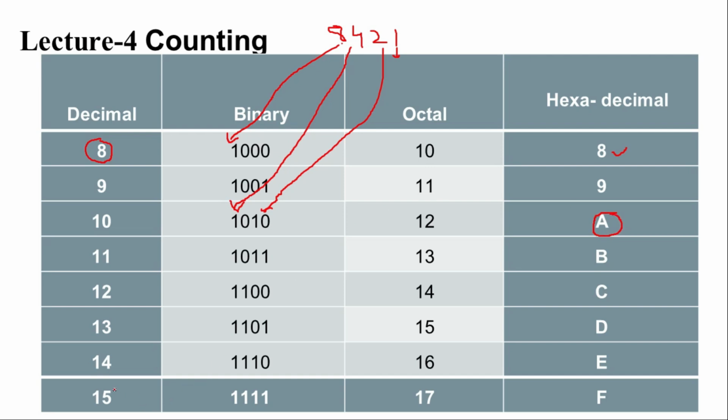Okay. For making decimal 15, we need to write it in binary. We need to make all these bits high, because 8 plus 4 is 12, 12 plus 2 is 14, plus 1 is 15. So we need to make all 4 bits high. For writing the 16 decimal equivalent, we can't write it in 4 bits.